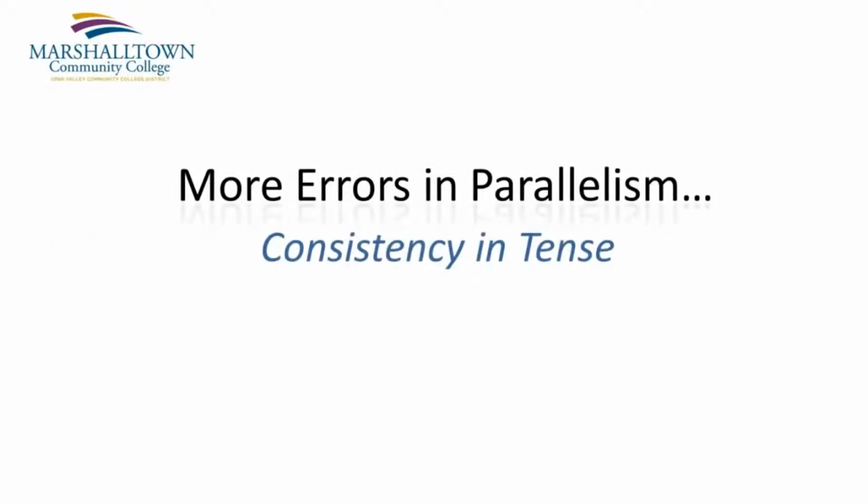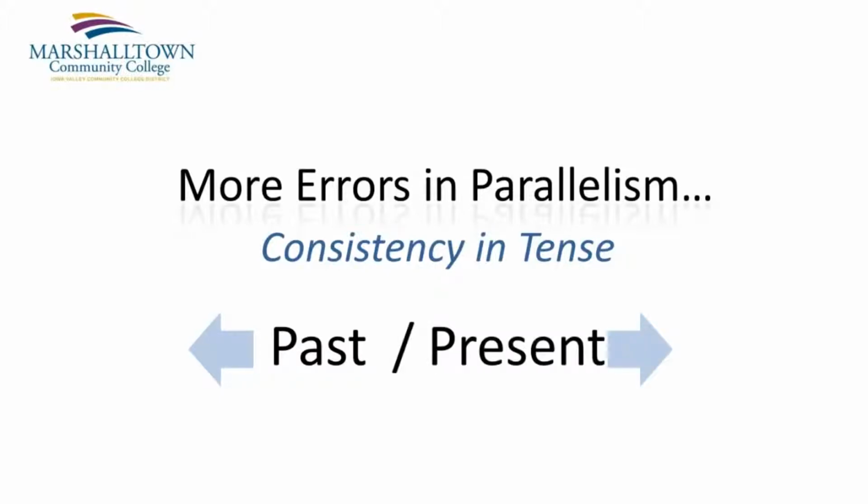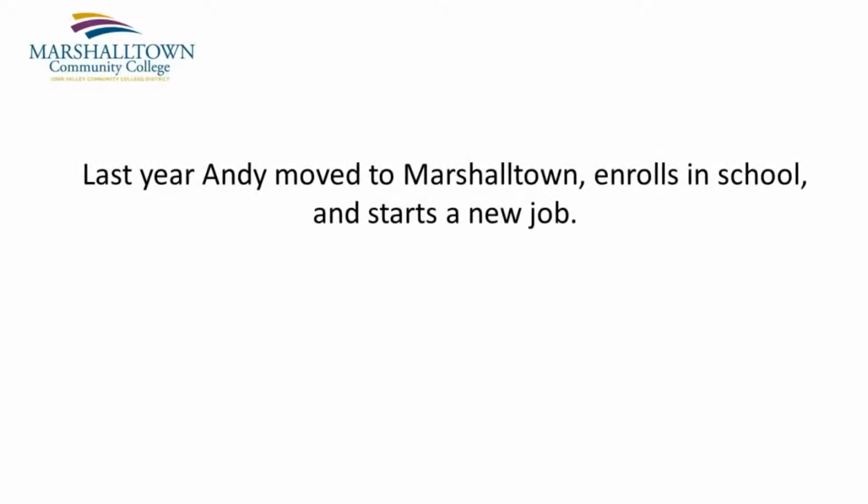Another common error in parallelism is to write items that use inconsistent tense. That means some of the words in this series might refer to the past, while others refer to the present or future. For example, last year Andy moved to Marshalltown, enrolls in school, and starts a new job. Can you spot the problem here?